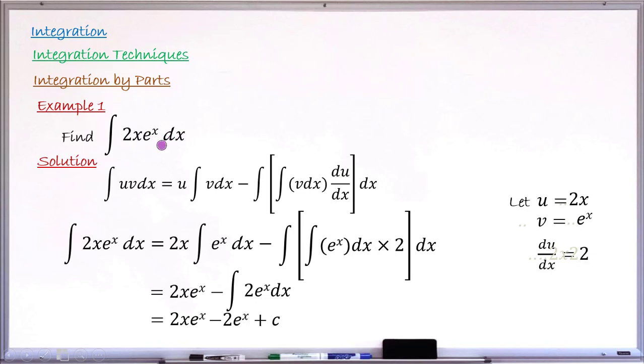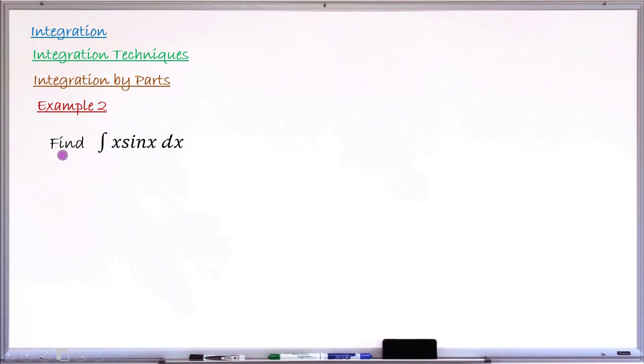And let me just move on to take another example. Example number 2, we are asked to find the integral of x sine x dx. Solution to this very problem. Looking at the function again, x can be one function and sine x can be another function, which means this function is a product of two other functions. So finding the integral is now integration by parts, which I'm going to use as a technique of finding this type of function.